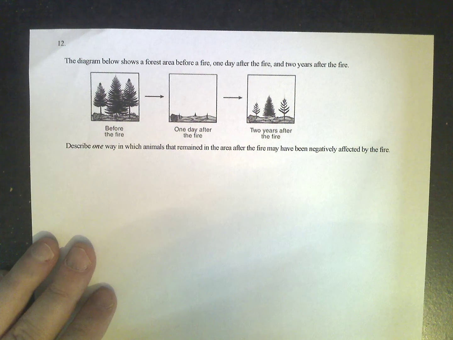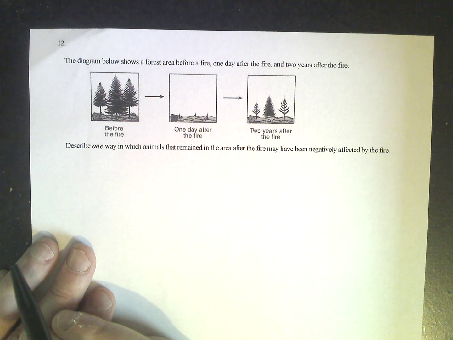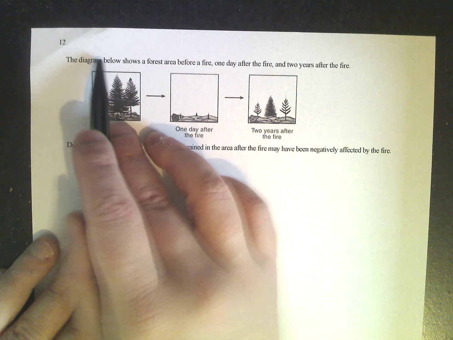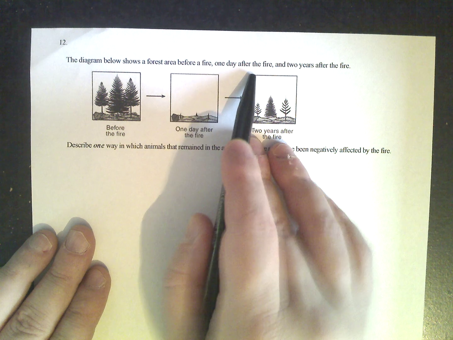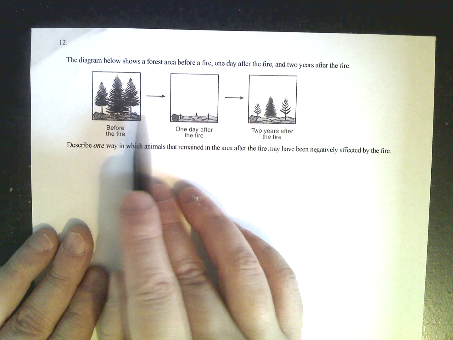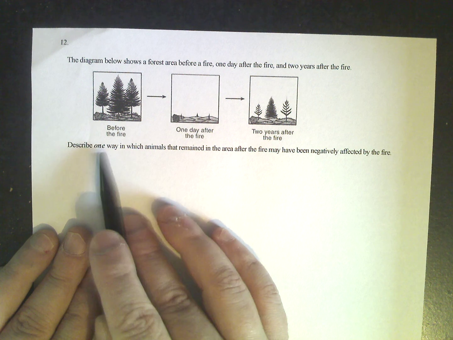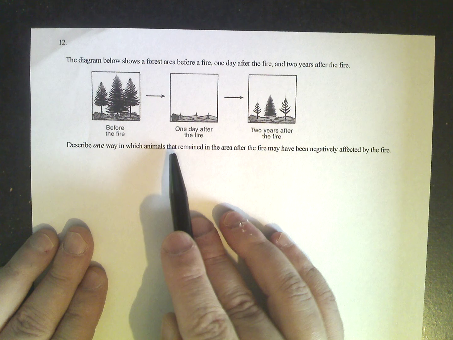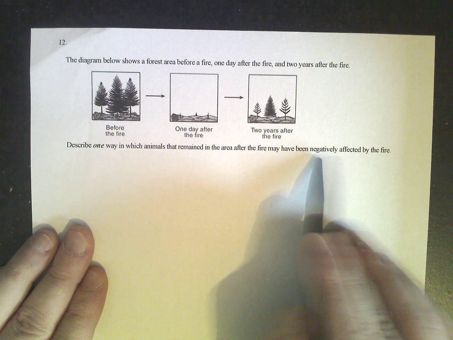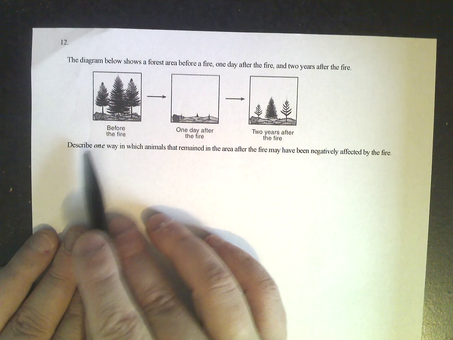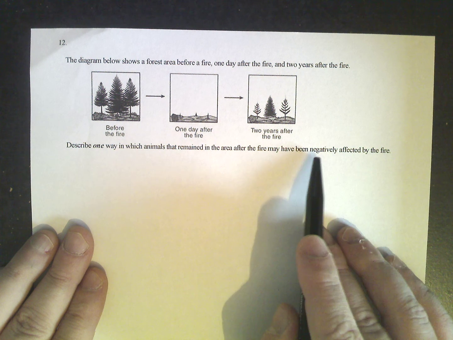The diagram below, finally, this is the last question. This is a short answer, so you'll have a space on the Google Form to put your short answer in a sentence. The diagram below shows a forest area before a fire, 1 day after the fire, and 2 years after the fire. Before the fire, 1 day after, 2 years after. Describe one way in which animals that remained in this area after the fire may have been negatively affected by the fire. Again, describe one way in which animals that remained in the area after the fire may have been negatively affected by the fire.